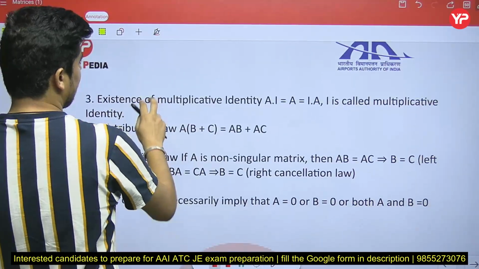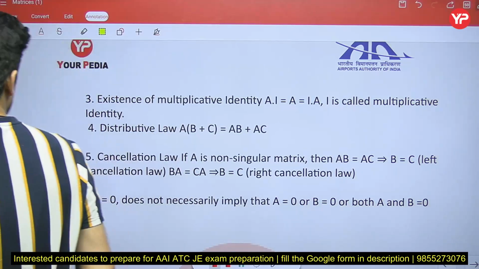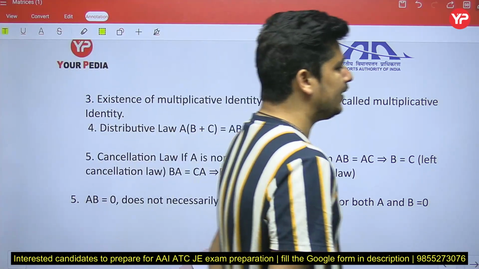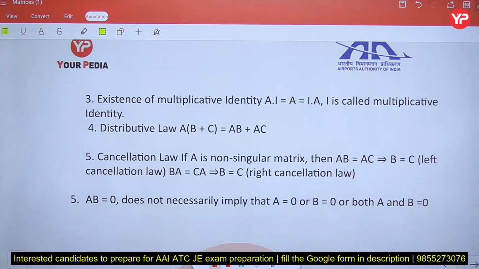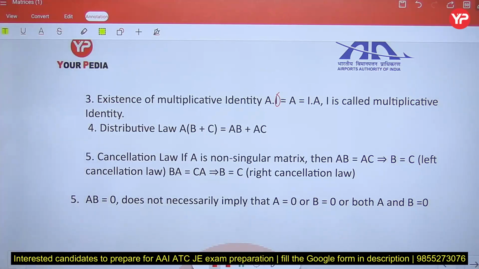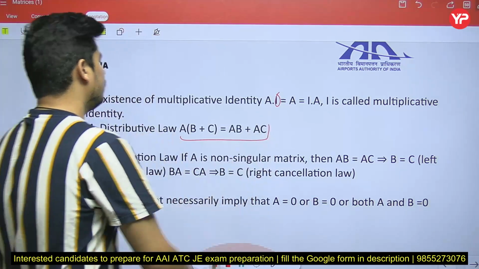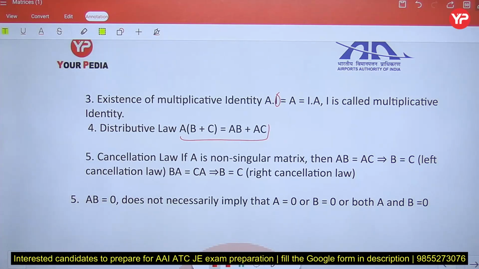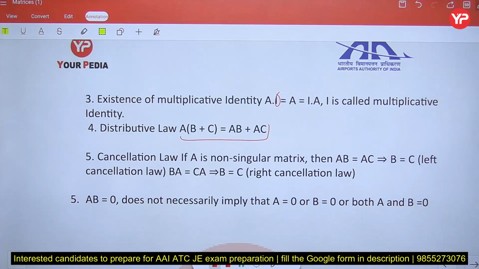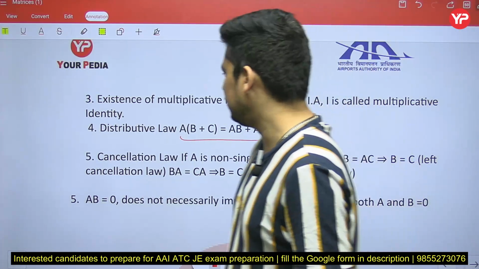Existence of multiplicative identity: when you multiply a matrix A with a matrix B and the result is the same matrix A, then B is called the multiplicative identity. Here only the identity matrix represents that multiplicative identity. Next is the distributive law. It also follows the distributive law: A into (B plus C) equals A into B plus A into C.